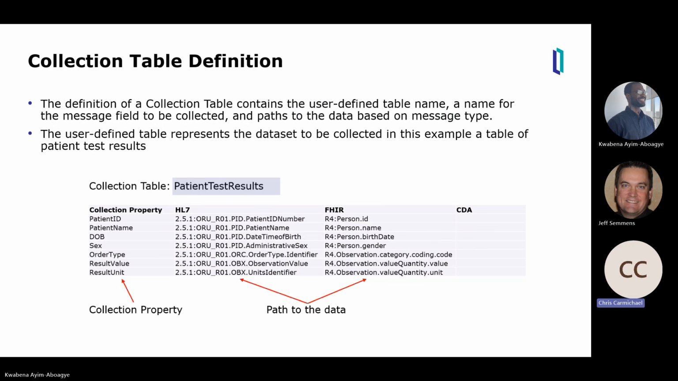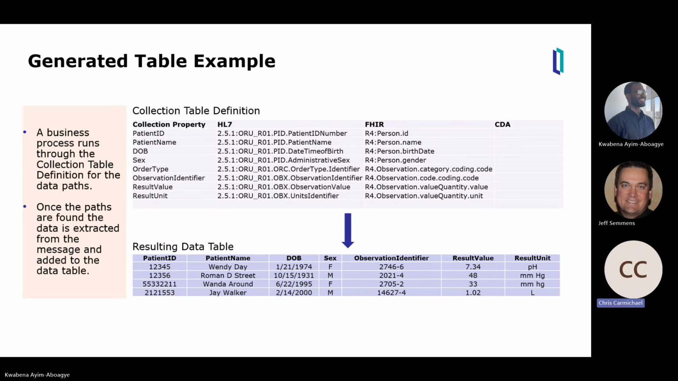So how does this work? We've got a collection table definition. We need to know the paths to those particular pieces of data that we want to collect. Here we've got the patient test results collection table, and we have properties that represent the data. So we're going to collect patient ID, name, date of birth, sex, order type, value, and unit. And then we've got paths to the data here for HL7 and FHIR. So patient ID is in the PID segment, and we've got person.id in FHIR. Next, please.